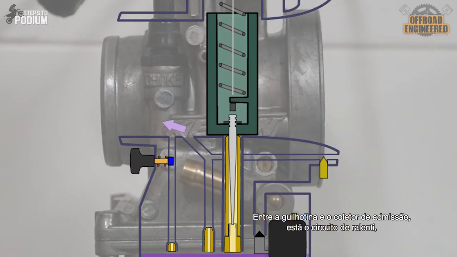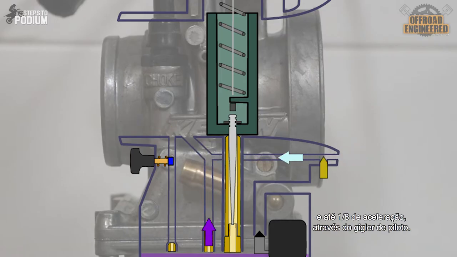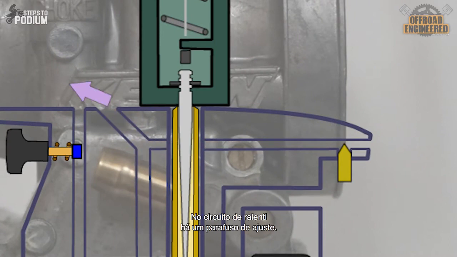Between the slide and the inlet manifold, there's the idle circuit, which is responsible for feeding the engine during idle and up to 1/8 of throttle through the pilot jet. On the idle circuit, there's also an adjustment screw, which allows some tunability of the air-fuel ratio of the idle mixture.